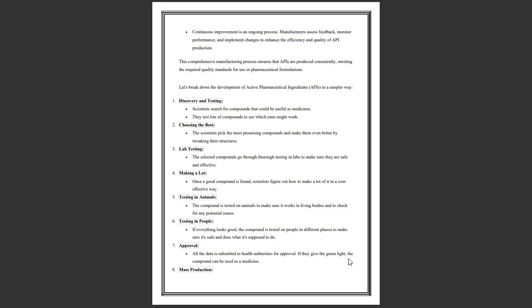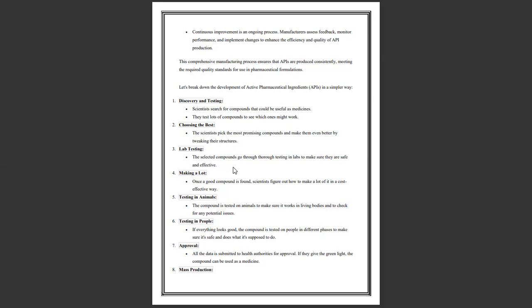Now let's break down the development of active pharmaceutical ingredients in a simpler way. First point of development is discovery and testing. Scientists search for compounds that could be useful as medicine. They test lots of compounds to see which ones might work. Then next is choosing the best. Scientists pick the most promising compounds and make them even better by tweaking their structures.